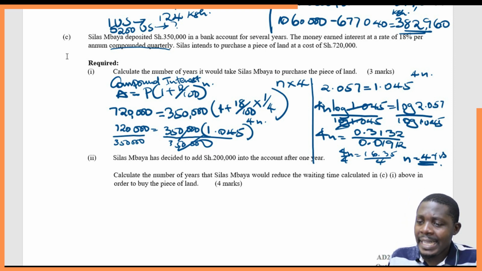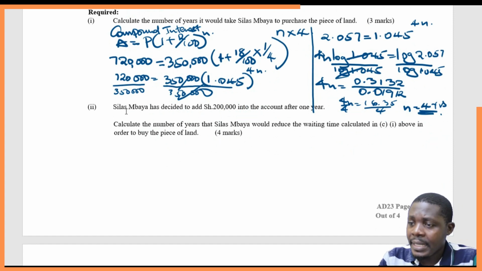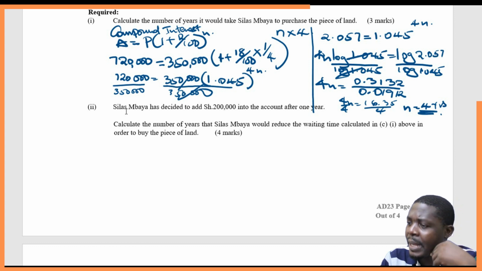Then you are told that Silas, that's Roman number 2, Silas has decided to add 200,000 into the account after 1 year. Calculate the number of years by which Silas will reduce the waiting time calculated in Roman 1 above in order to buy the piece of land. Now Silas has decided to add.